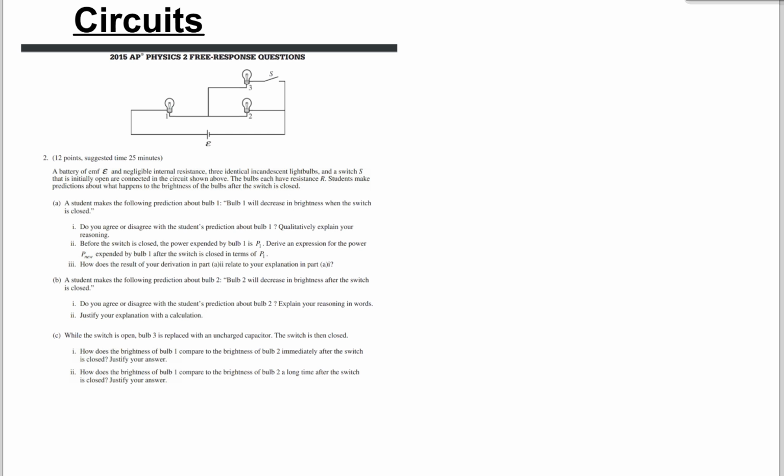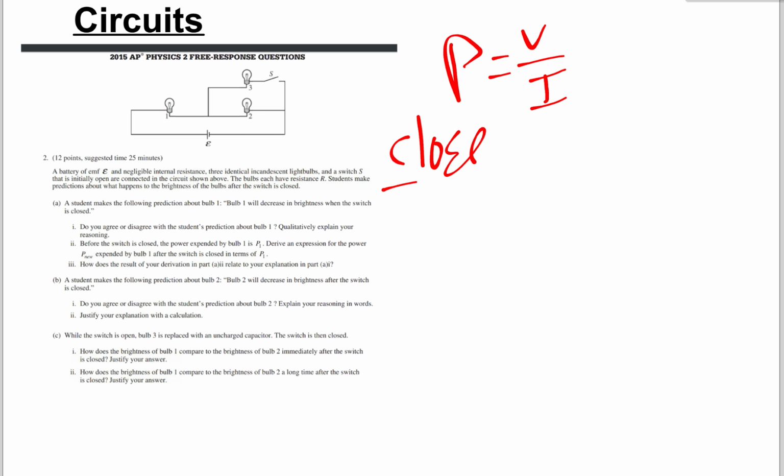So remember, brightness relates to power, and P equals V times I. Now I know the I for the whole circuit. When we close the switch, we know the R for the whole circuit decreases, which means the I for the whole circuit increases. But, and this is an important but, we have an increased I going through here, but then that gets split in half. Some of it goes this way and some of it goes that way. So the overall I increases, but the I2 decreases.